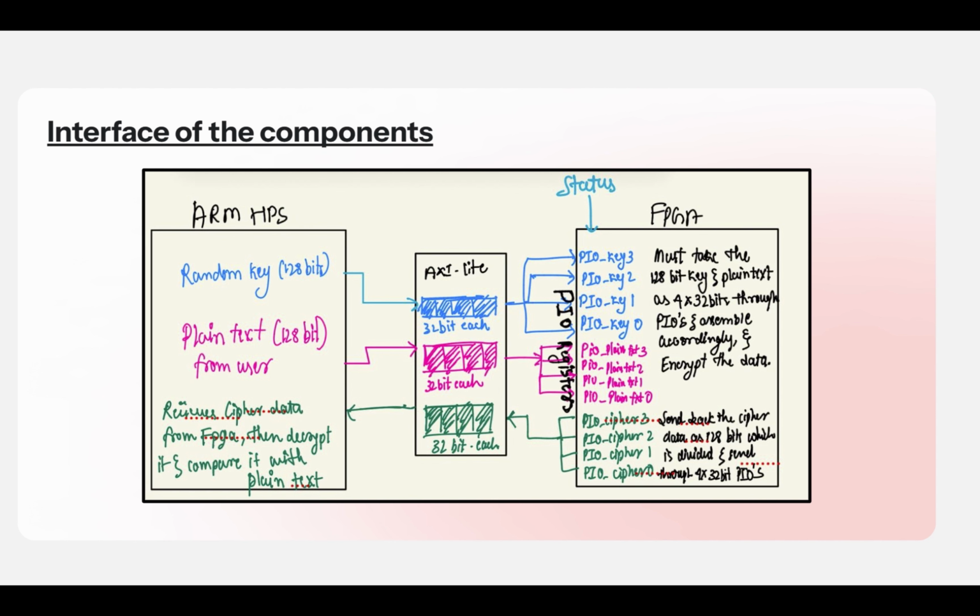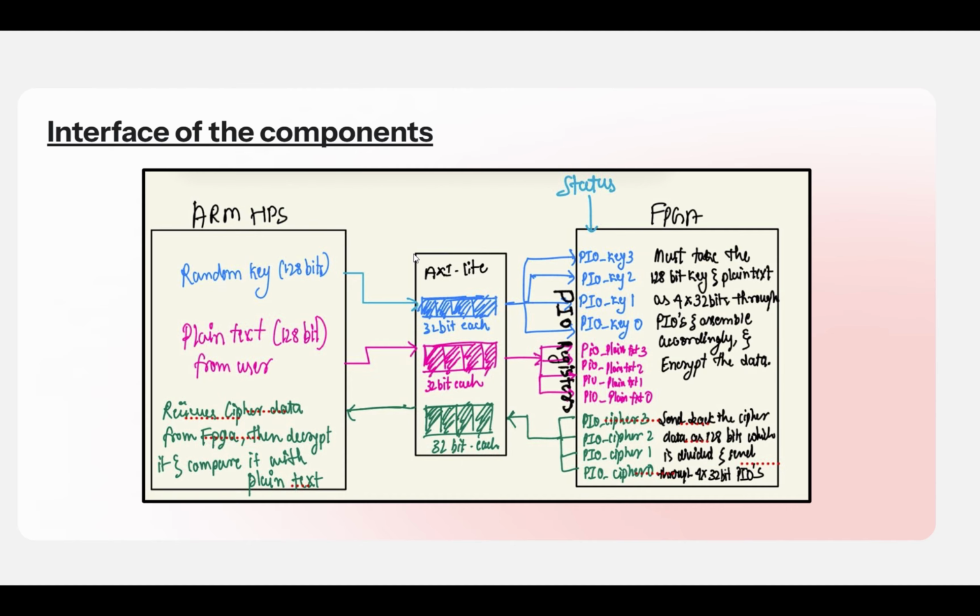Here we can see the interface of components. I've simplified it and shown it in a diagram. Our ARM HPS starts off by generating a random key, and then it takes 128 bits of plain text from the user. Now these two will be communicated to the FPGA. The FPGA can't communicate with the HPS directly because the HPS looks at everything as memory. So what we have done is map the PIOs, or the ports on the components we have, as memory on our HPS. That's how we communicate.